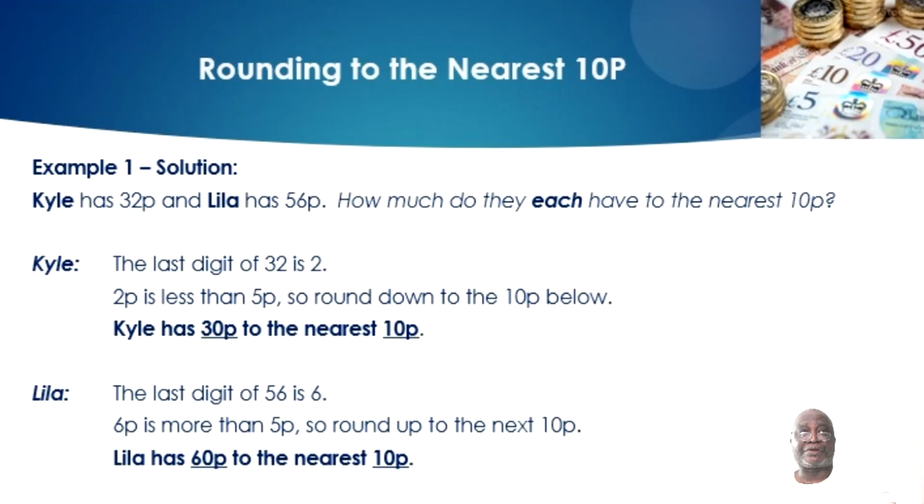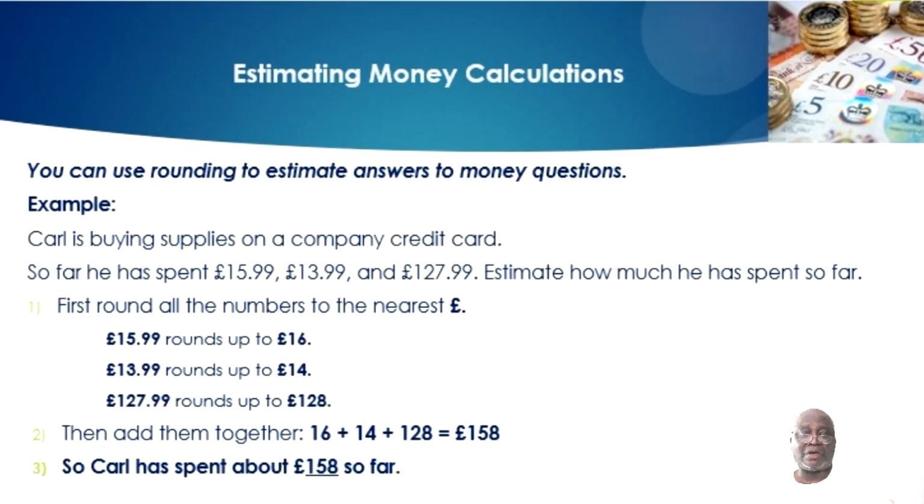And then don't forget, in real life, sometimes you have to estimate money. You can use rounding to estimate answers to money questions. For example, Carl is buying some supplies on a company credit card. So far, he has spent £15.99, £13.99, and £127.99. Estimate how much he has spent so far in his shopping.